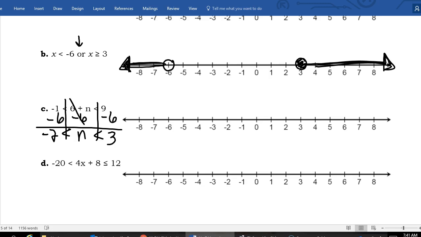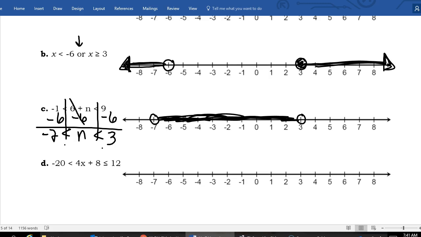Now that my variable is isolated, I can shade this just like I did the first one. I'm going to circle my -7 and leave it open because that is a less than. I'm going to circle my +3 and leave that open because that is a less than. And then I'm going to shade in between my open circles. And that is the solution, graphed.